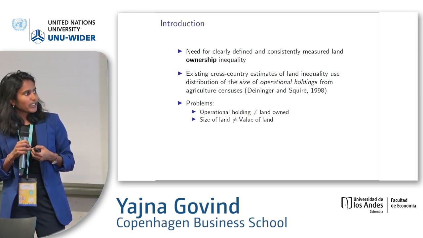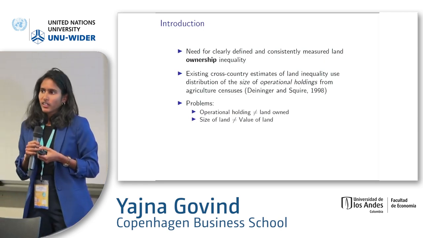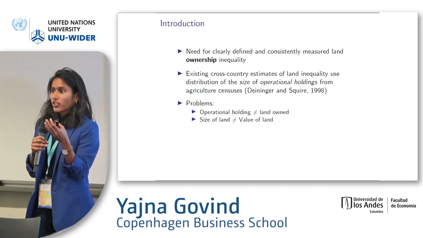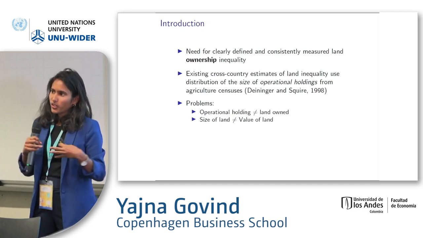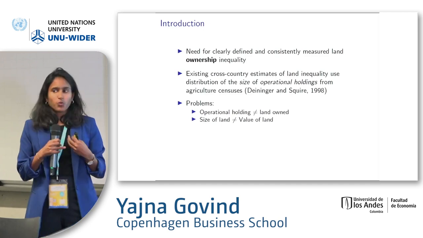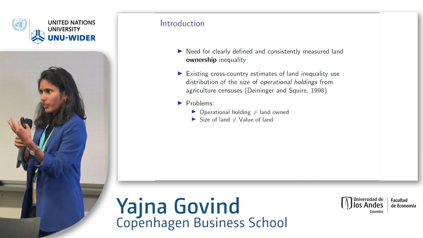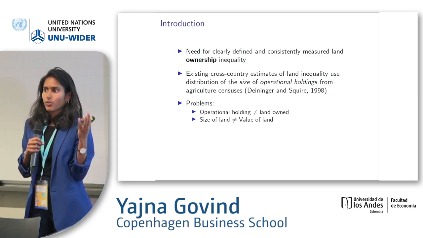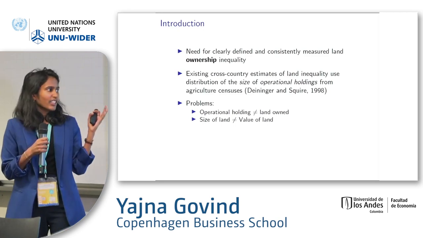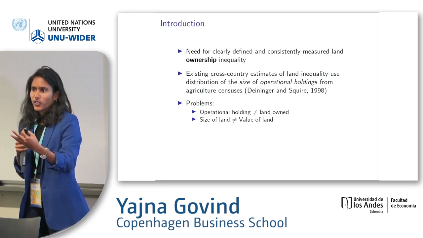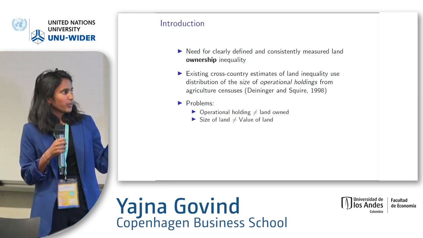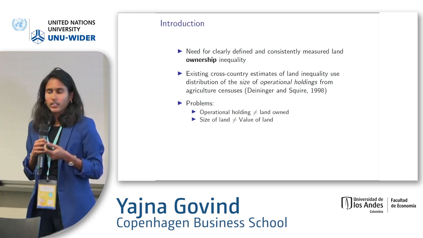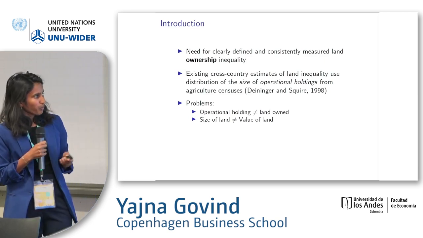The second point that we're going to revisit with this paper is that, by definition, the agriculture census data measures land sizes. And we know that different types of land can have different values. Land inequality in terms of sizes might not be the same as land inequality in terms of the values of the land. So what we're going to bring, and I'm going to show you in a second how, is a measure of land inequality in terms of the value of land.